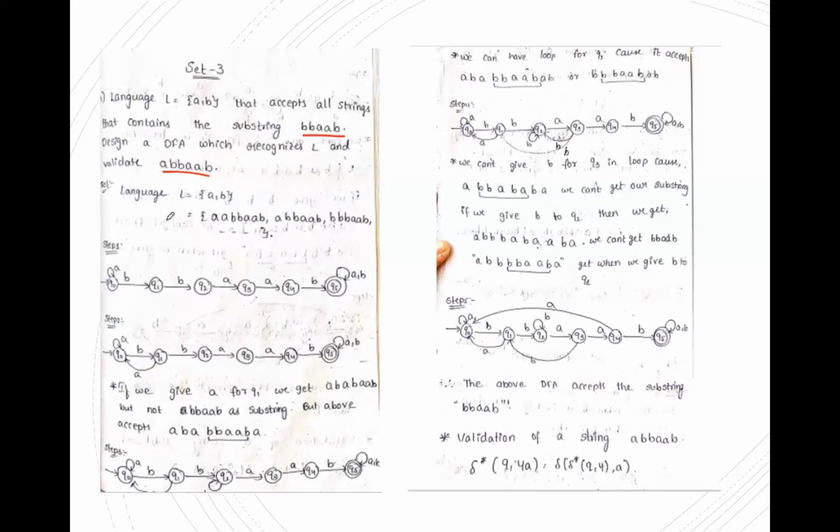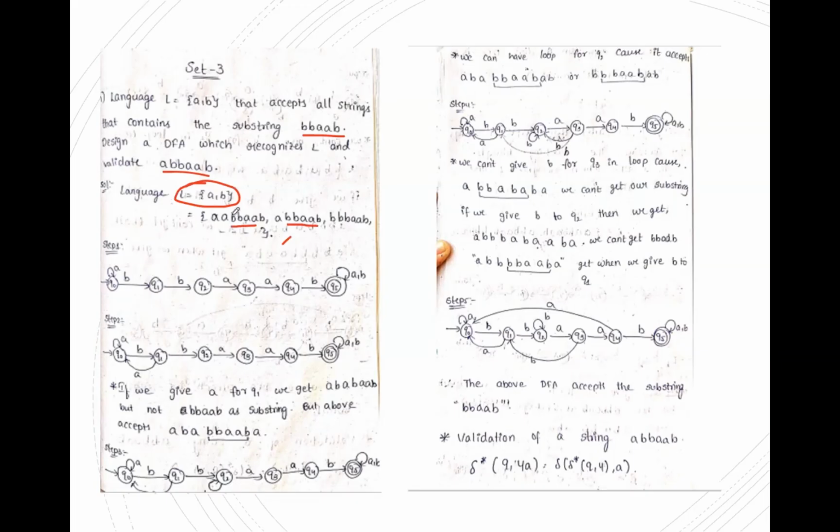So first take the language. This language should be defined over input symbols A, B. So we are writing all the possible strings which have BBAAB as a substring. So here you can see BBAAB is a substring. The string may start with either A or B. So these are a few possibilities.